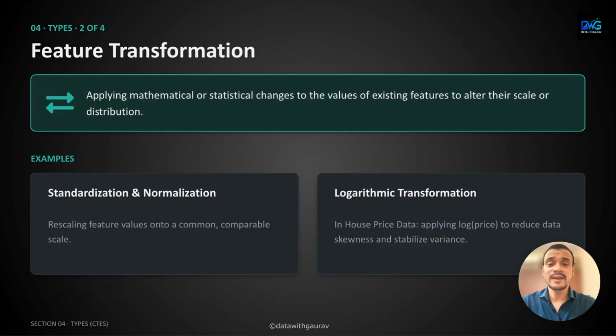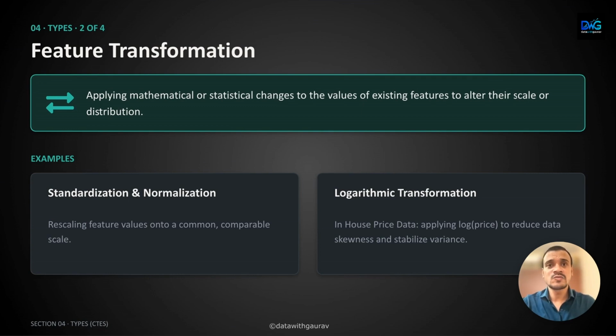Moving on to our second category, feature transformation. Unlike feature creation, we are not creating new features here. Instead, we are changing the values of existing features to make them more suitable for machine learning algorithms. The goal is to modify a feature's scale, distribution, or representation while preserving the information it already contains.